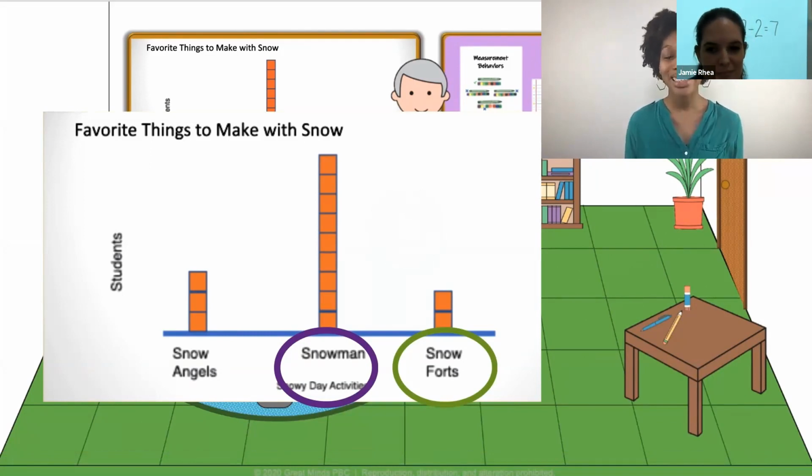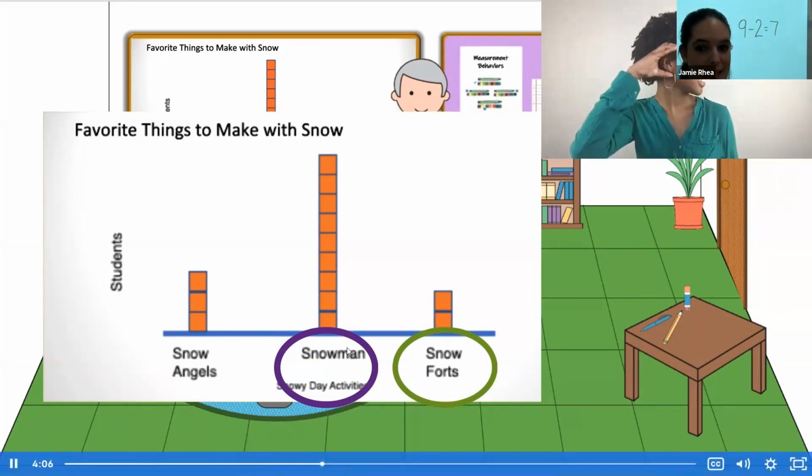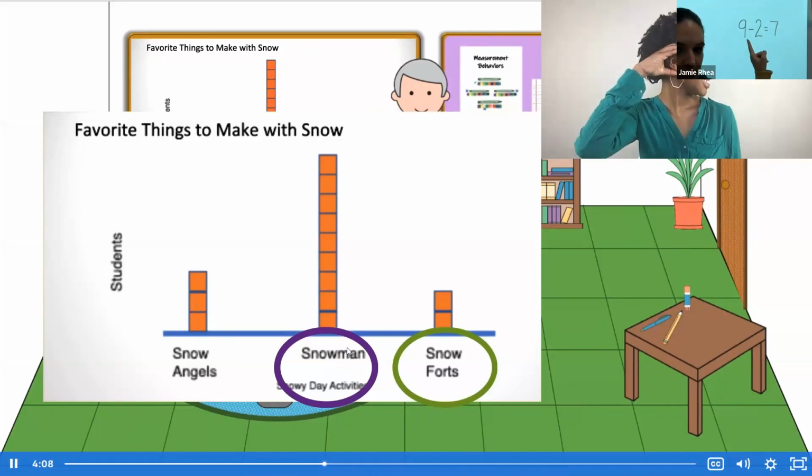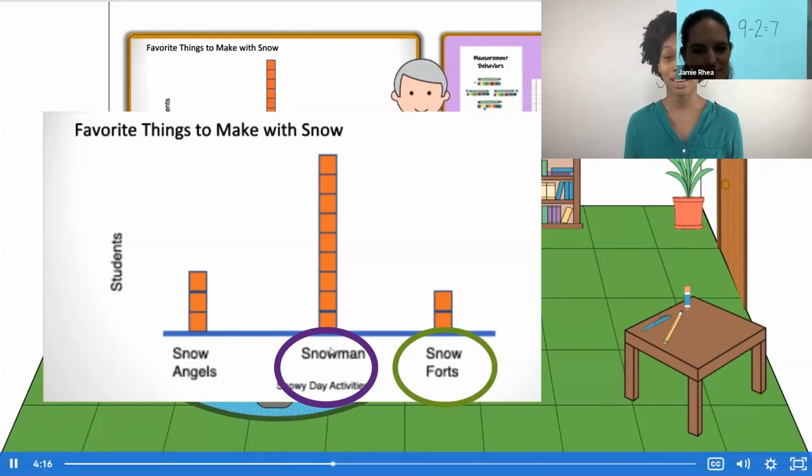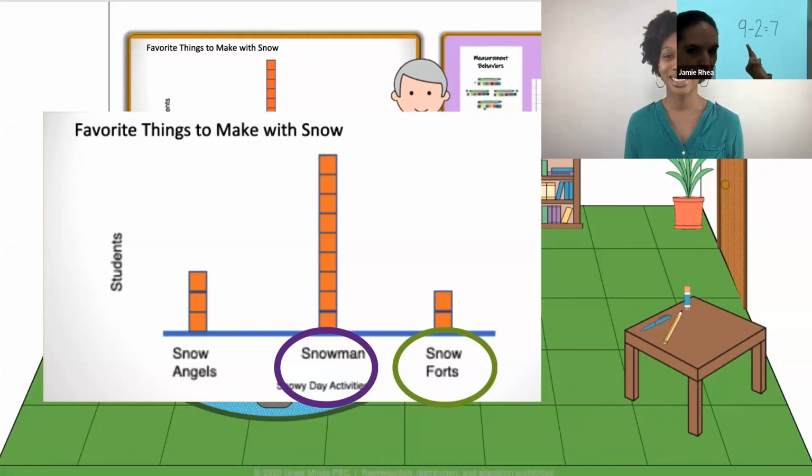Welcome back. Let's solve this one together. How many students want to build a snowman? 9. Bada boom, bada bing, you got it. That's right. 9 people rather build a snowman. How many people enjoy building snow forts? Show me on your fingers. Yes, 2 people.